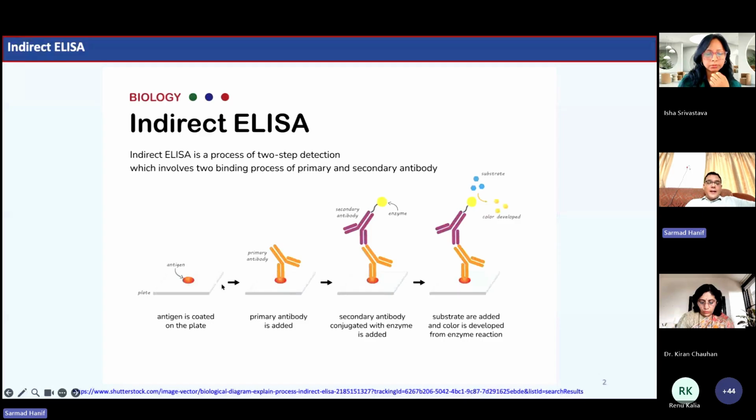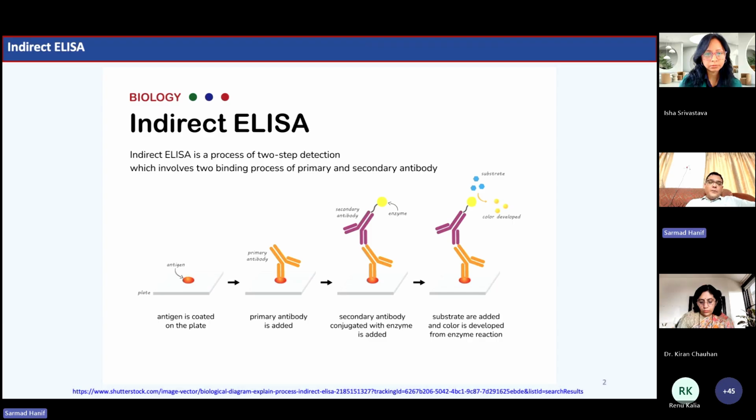Now, there are many other steps which we'll be discussing in the later slides, but what are the major steps? First, we coat the antigen against which we want to see the IgG or the antibody response. After the coating of the antigen, which is generally a protein or a polysaccharide, we put the primary antibodies. In vaccine samples, generally the primary antibodies are the sera samples either from the animals or from the humans.